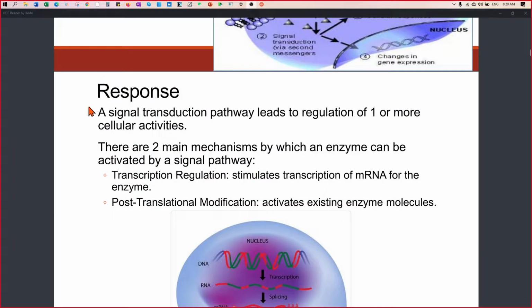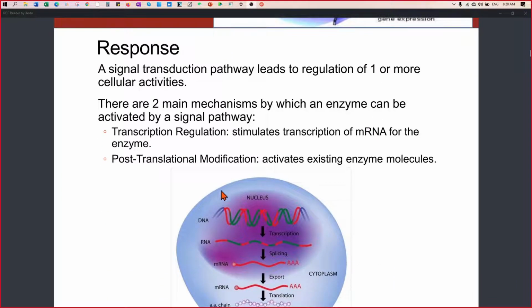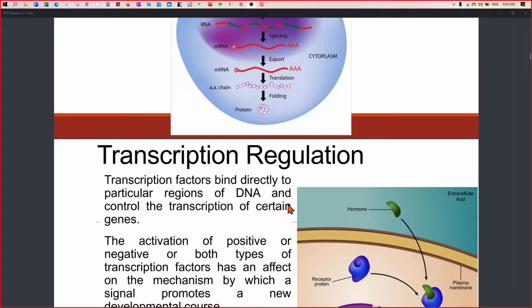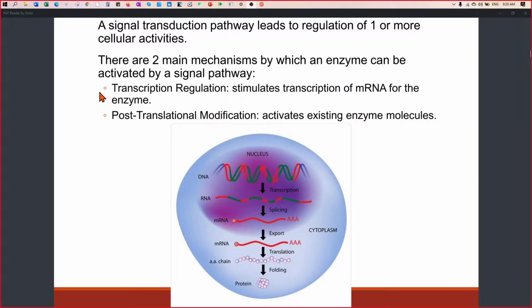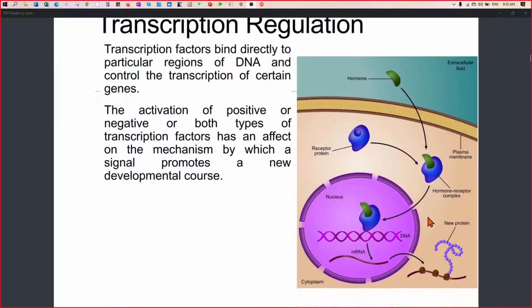So the response here, when it happens at the genes level, two things can happen. It can regulate mRNA transcription, or it can modify the protein which is produced. All right? Okay. So let's look a bit closer. What is meant by the first situation? Transcription regulation. The transcription factors will bind directly to a particular DNA region.